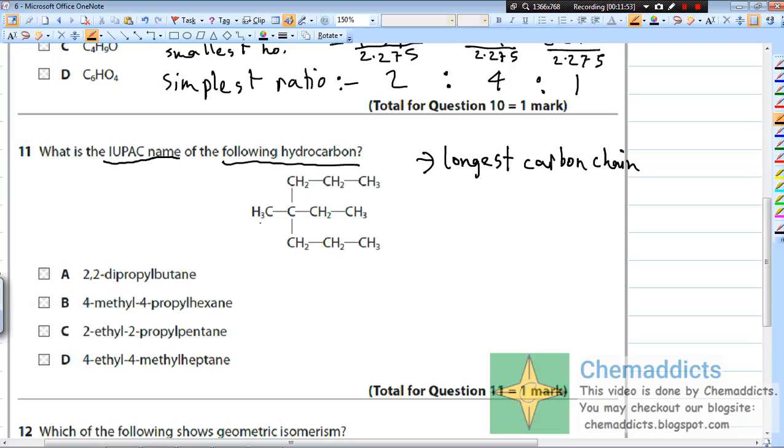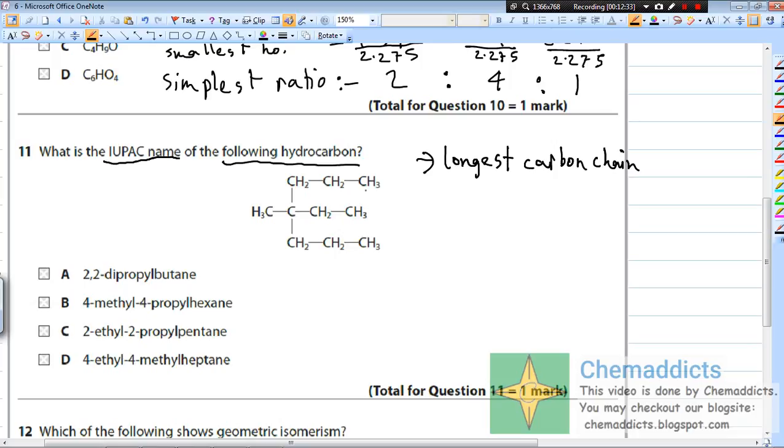If we have noticed, the longest carbon chain is this. Well, you might say that there are other possible longest chains. This one, it goes like this one, or this one, or this one. There are many possibilities, but this has the longest carbon chain.